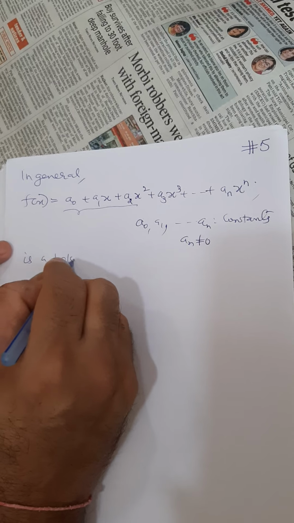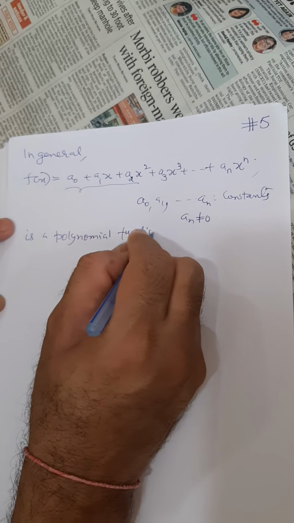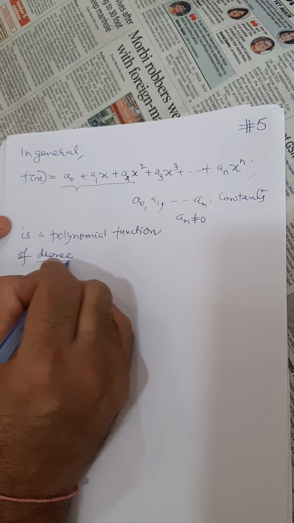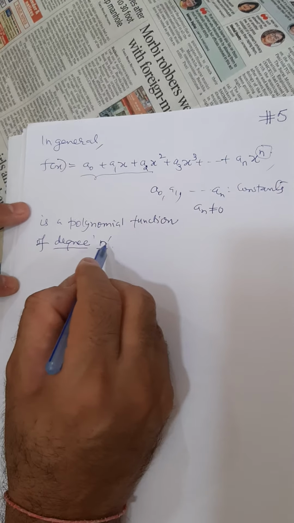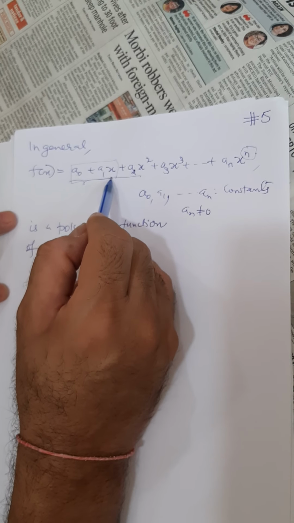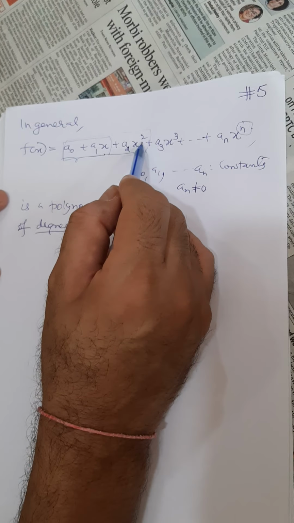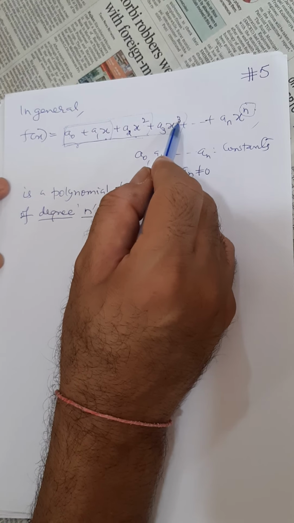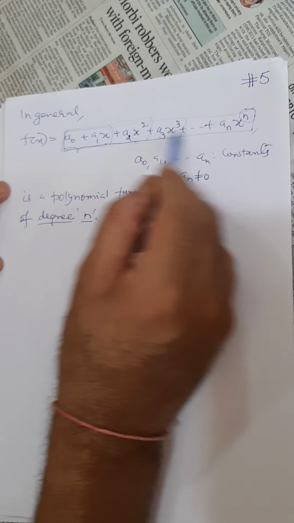You might have studied this in 9th standard. This is called a polynomial function of degree n. Degree is the highest power of x. What is the highest power of x? Which is n. So a polynomial of degree n. If I look up to here, this is a polynomial of degree 1, which is linear. Up to here, this is a polynomial of degree 2, which is quadratic. Up to here, this is a polynomial of degree 3, which is called cubic. But in general, we have such a polynomial of degree n.